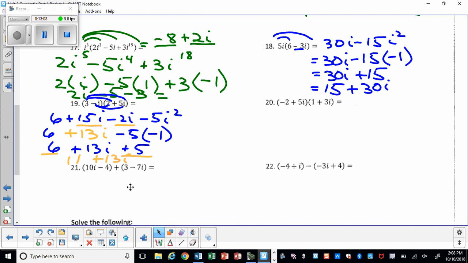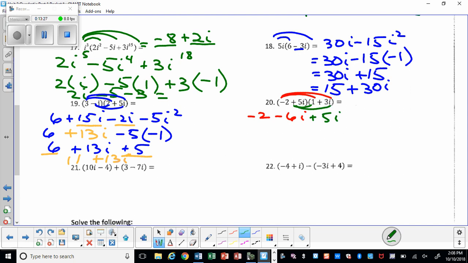All right, and then this number 20 is FOILing as well. So we're going to do the first two, so that would be negative 2. The last two, so that would be negative 6i. And then the inside ones, so that would be plus 5i. And then the last ones would be plus 15i squared.